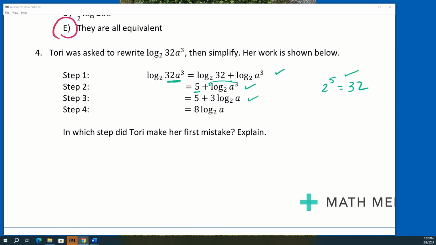And then the next one, she took this 3 and she moved it down in the front. Is that okay? It is. All right. And then the last step, she added and got 8. That's a problem. What's wrong with that? We really can't do anything else at that point. This is the simplest form. She should have stopped right there.